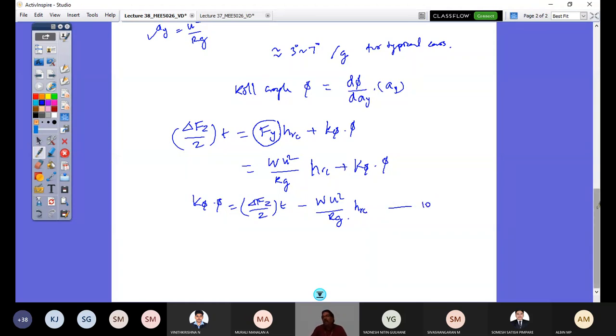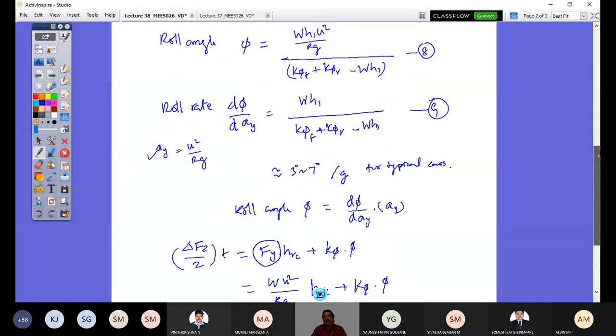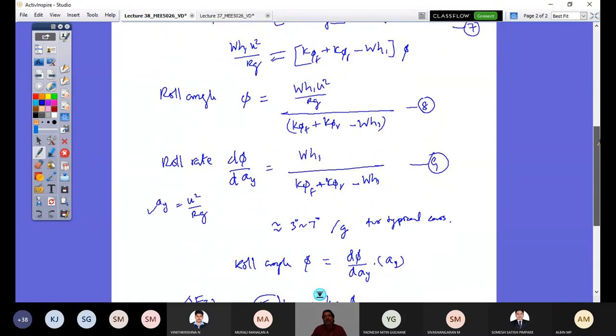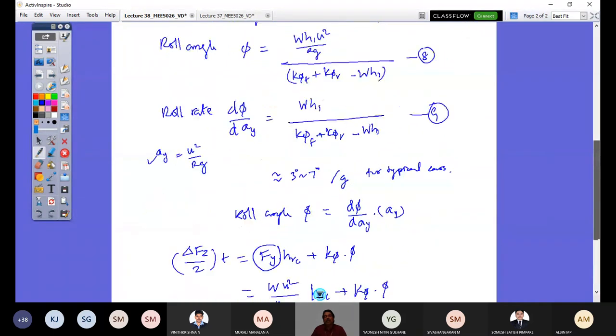We already had equation 9, where we defined roll rate. Equation 8 defines the roll angle. And now we had this roll.